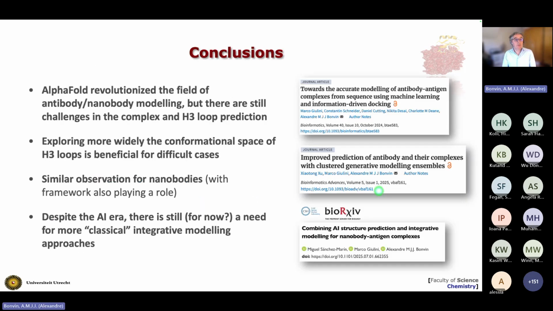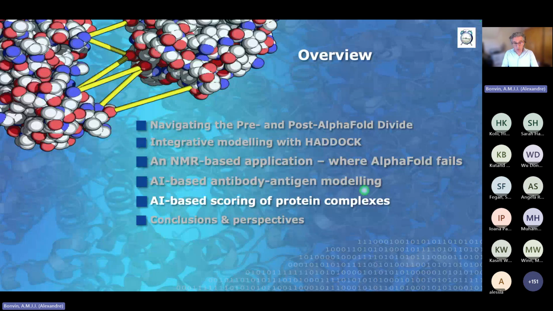So in conclusion, AlphaFold and related AI methods have changed the way we can study antibody, nanobody complexes, but they still are faced with challenges in H3 because of conformational changes. So exploring widely this H3 is the way to go. And the same holds for nanobodies. I didn't speak about that, but there's a preprint on bioRxiv if you want to look at it. And this is the paper about the AlphaFlow part. So for now, I think there's still need for more classical integrative modeling approaches, next to or combined with the AI approaches. So this brings me almost to the end.